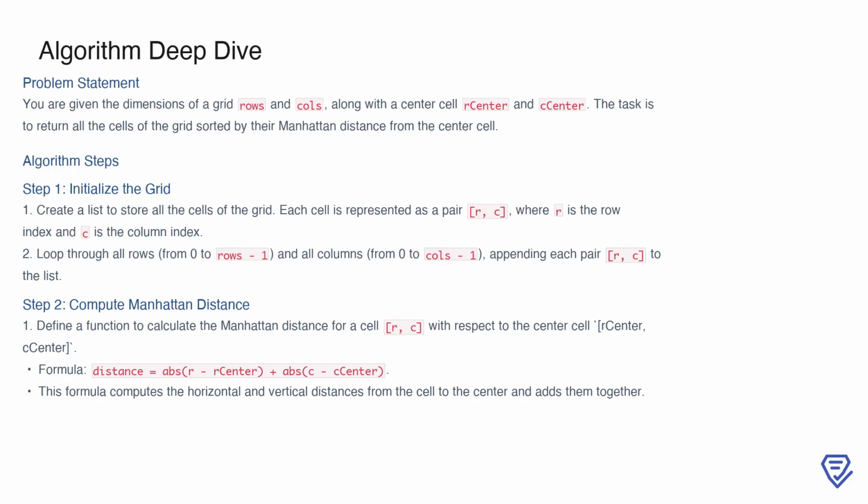Once we have all the grid cells, we move on to computing their Manhattan distances. The Manhattan distance measures how far a cell is from the center cell, considering only horizontal and vertical movement. The formula for this is abs(r - r_center) + abs(c - c_center), where the absolute differences calculate the distance in each direction. This simple formula helps us quantify the closeness of each cell to the center.